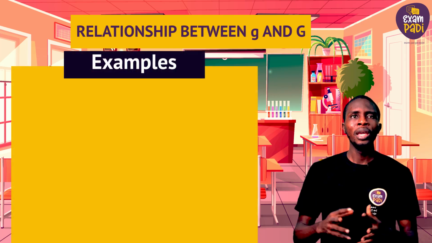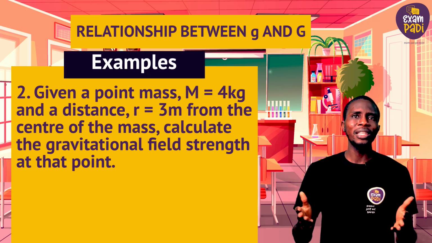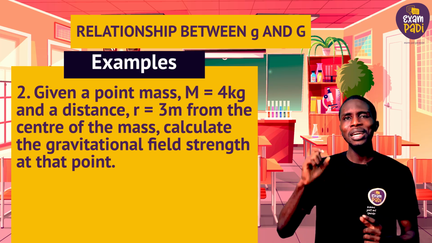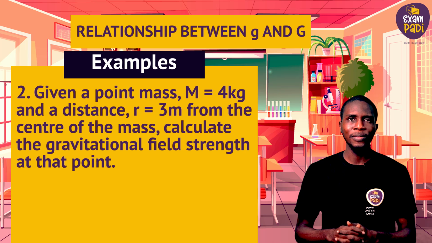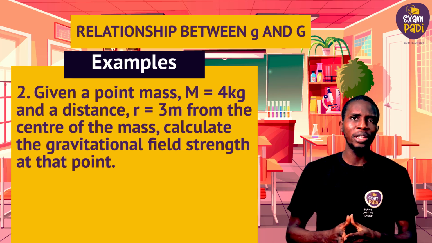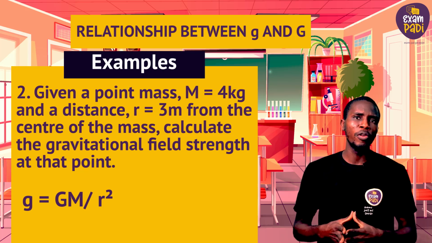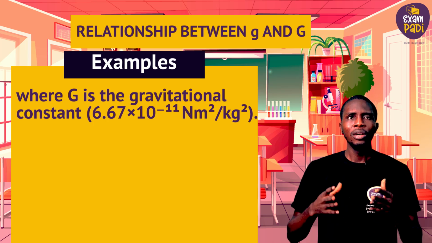Example 2. Given a point mass m equals 4 kg and a distance r equals 3 meters from the center of the mass, calculate the gravitational field strength at that point. The formula for gravitational field strength around the point mass is given by G equals gm over r squared, where G is the gravitational constant.